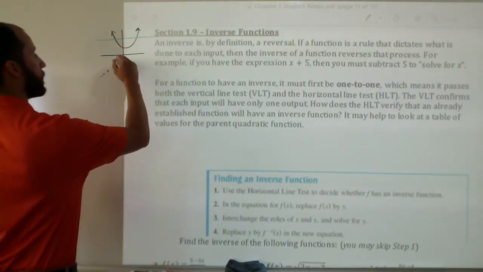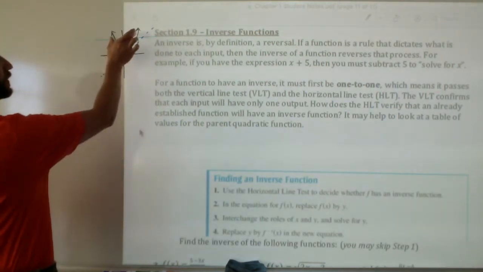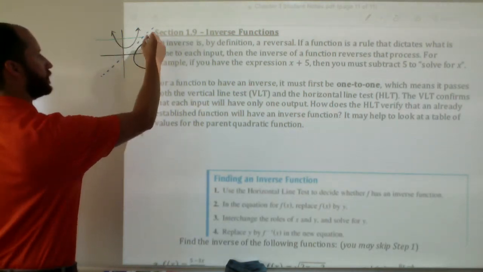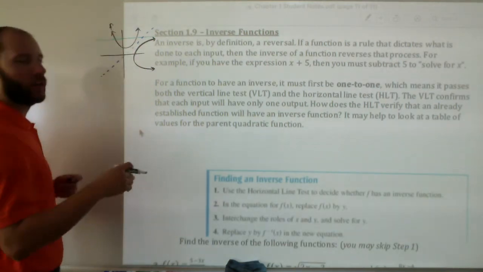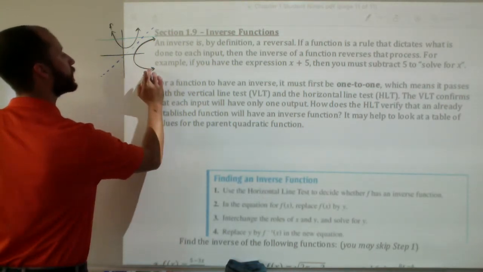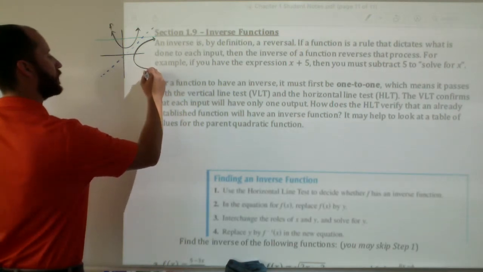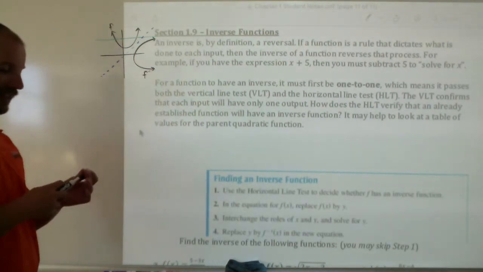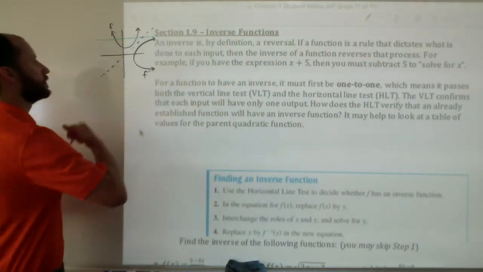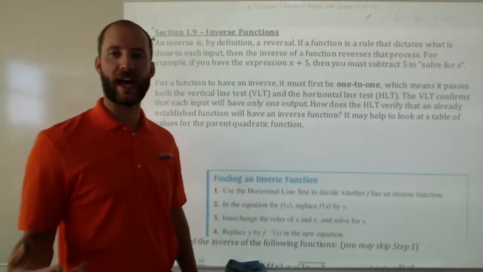Now let's take this and reflect it over that line y equals x. So here's our original f. Here's our inverse, f to the -1. Now look at the inverse we got. Draw a vertical line through that. The inverse fails the vertical line test. So the inverse is not a function.